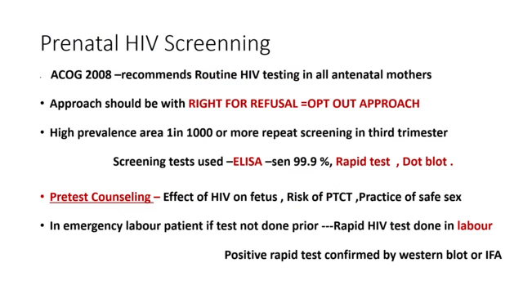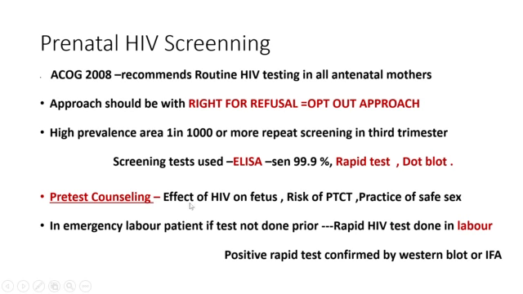Prenatal HIV screening. ACOG 2008 recommends routine HIV testing for all antenatal mothers. The approach of this screening should be the right of refusal, or opt-out approach. In a high prevalence area, like HIV prevalence of 1 in 1000 population, repeat screening for HIV is required in the third trimester. Screening tests used are the ELISA test, which is very sensitive, rapid test and dot blot test.